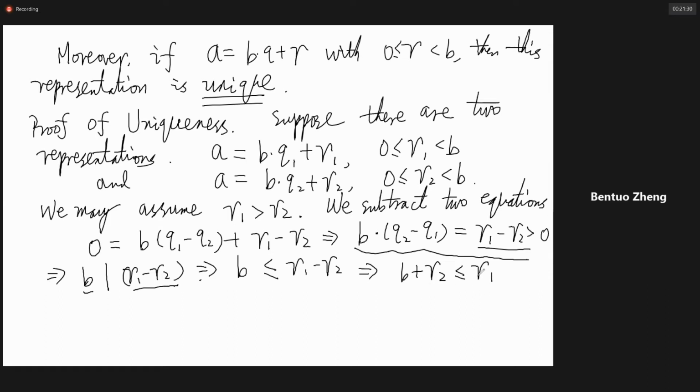But this is a contradiction because we know that R1 is strictly less than B. However, here we showed that R1 is greater than or equal to B because R2 is greater than or equal to 0. But this contradicts R1 is less than B. So this tells you there cannot be two different representations, because if you have two different representations, you get a contradiction. All right, so the remainder theorem gives us a unique representation for A.